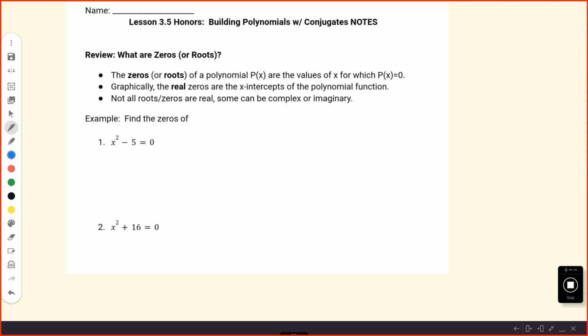So the first part here, we're going to review how to find the zeros or roots of a polynomial p of x, right? Because these are just the values when you set p of x, the polynomial, equals 0, right? Now, graphically, the real zeros are just your x-intercepts of the polynomial function. But again, not all roots or zeros are real. Some can be complex or imaginary, and some can be irrational, okay?